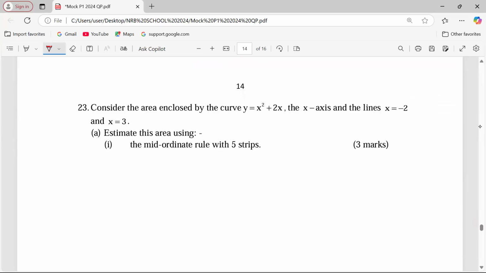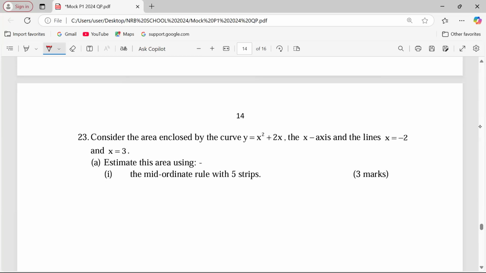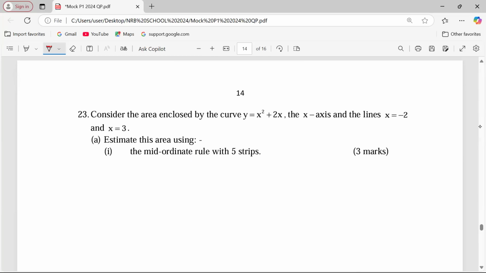Consider the area enclosed by the curve y equals x squared plus 2x, the x-axis, and the lines x equals -2 and x equals 3. Part A, estimate this area using Roman 1, the mid-ordinate rule with 5 strips. So let's check how this area shall behave first.